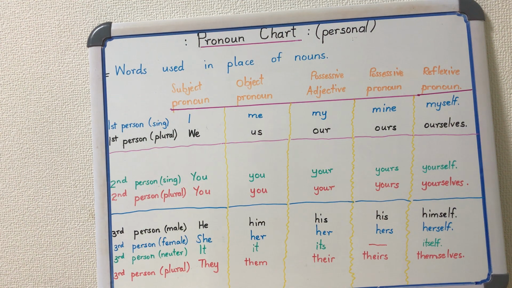Third person, female, she. So don't address a female as a he and don't address a male as a she. Don't confuse the two. He for males, she for females. She, that's the subject pronoun. Object pronoun, her. Possessive adjective, her. Possessive pronoun, hers. And then reflexive pronoun, herself.